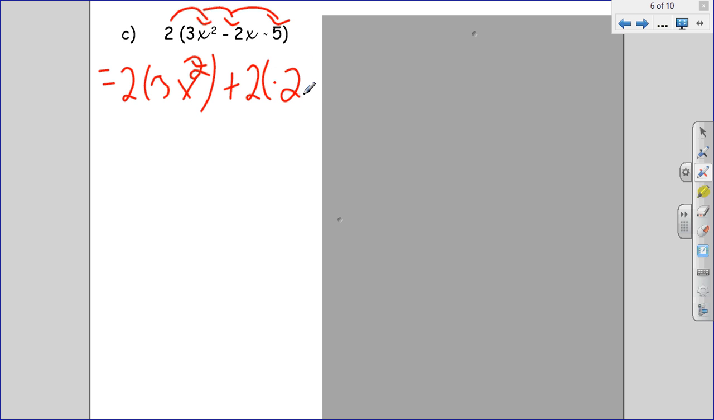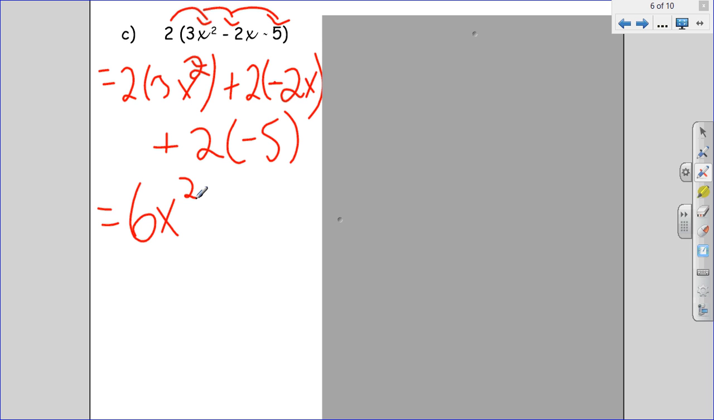2 times 3x squared minus 2x minus 5. Remember, distribute the 2. So it's 2 times 3x squared, positive 2 times negative 2x, positive 2 times negative 5. 2 times 3 is 6, and the x squared stays. Positive 2 times negative 2 is negative 4, and I keep the x. Positive 2 times negative 5 is negative 10.